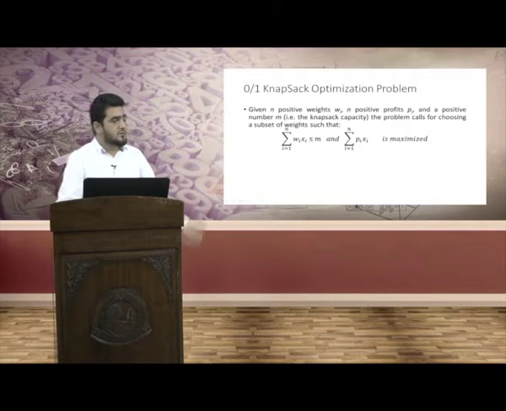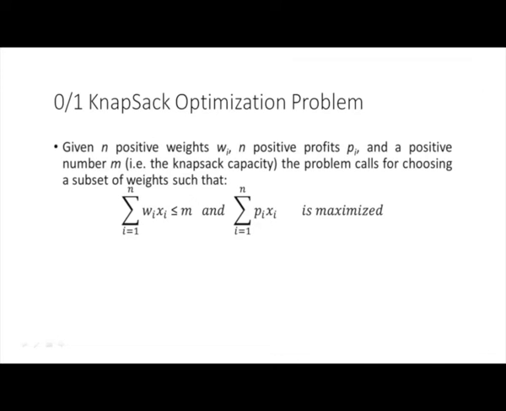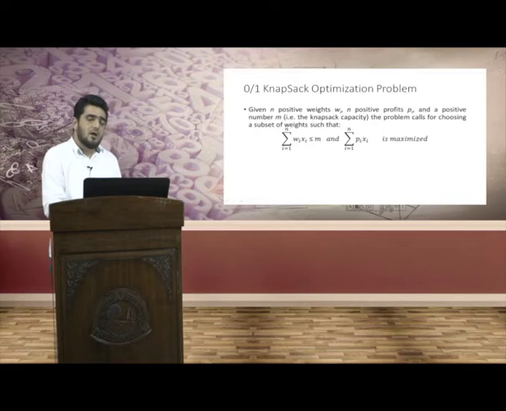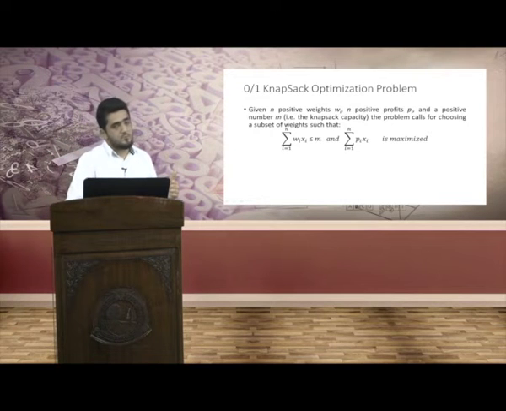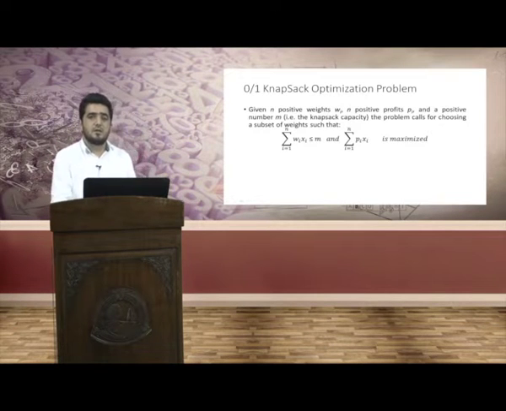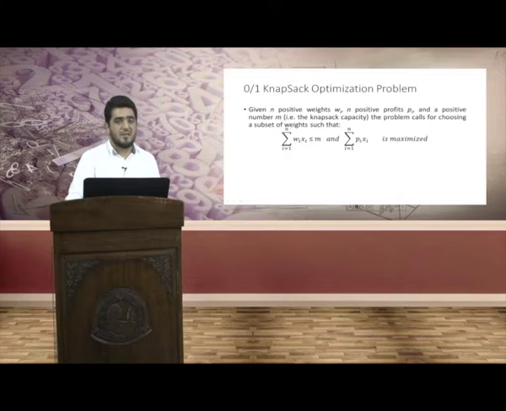So what is this 0-1 optimization problem? Basically it's similar to the earlier case, as you can see on the screen. We are given n positive weights, W1, W2, and so on up to Wn. Similarly, n positive profits which are associated with these weights. So we have n items, each item has an associated weight and a profit. We are also given a positive number m, which is the capacity of the knapsack.